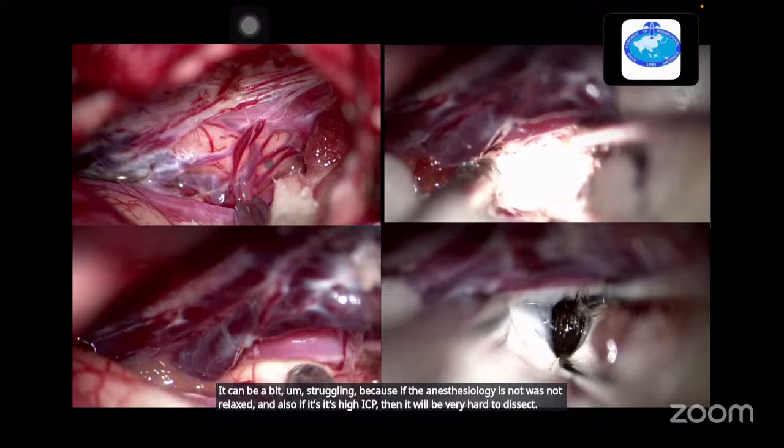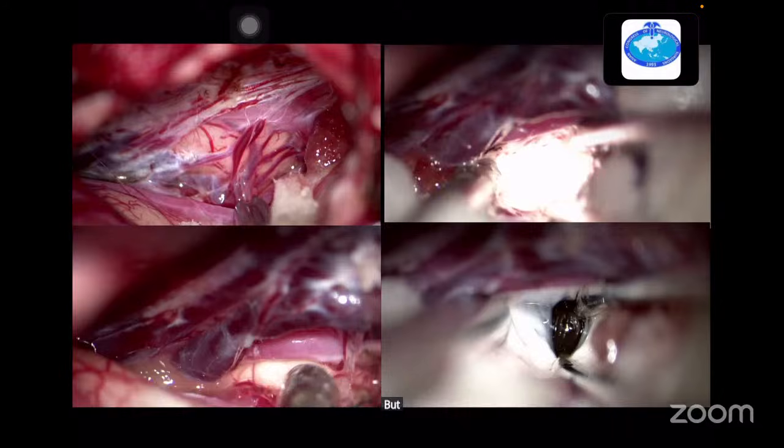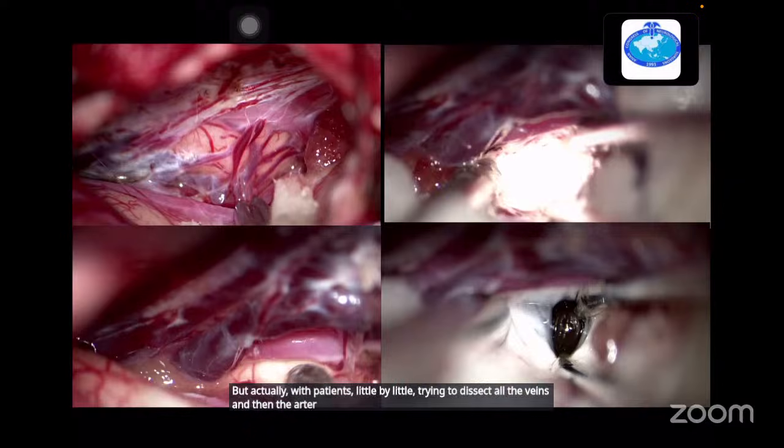There are a couple of times when I did this with several surgeons. Some of them usually mention, doctor, I don't think this is a good way to go. Maybe we can just go through the corticotomy, and it's okay to increase the risk of seizure a little bit. But actually, with patience, little by little, trying to dissect all the veins and then the arteries in the interhemispheric fissure, I believe that this is the best way to go to the midline structures.